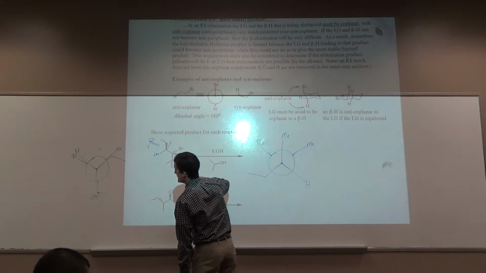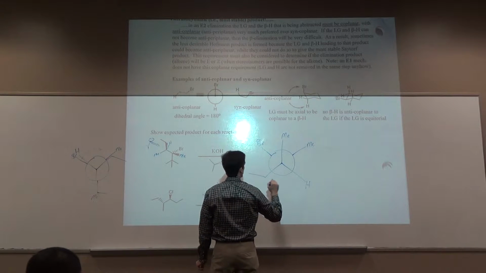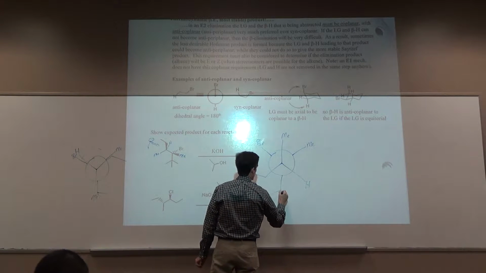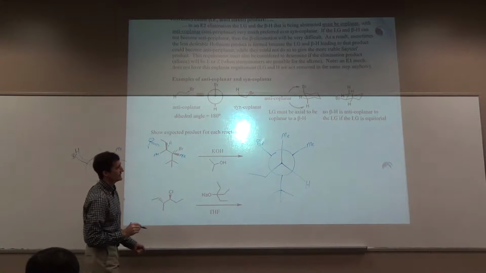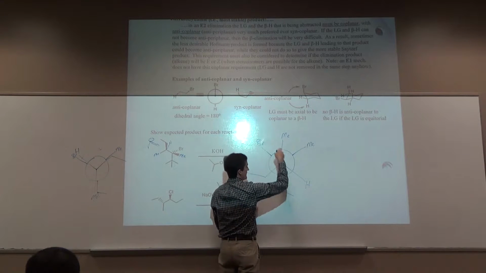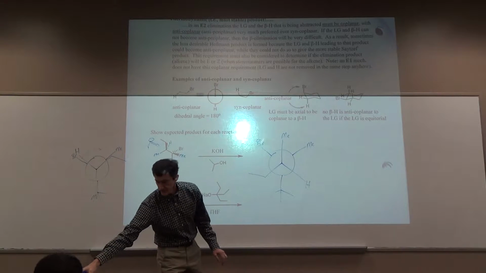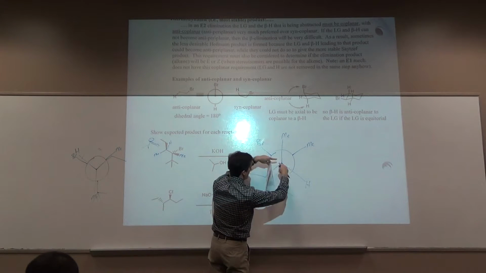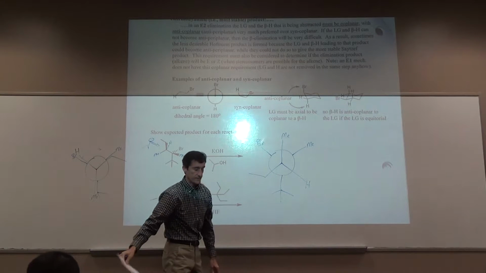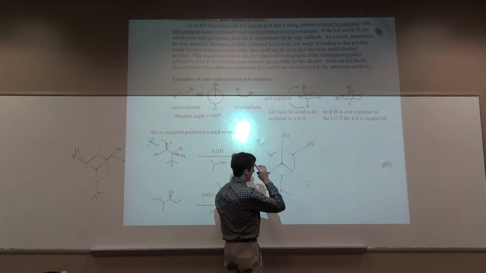Methyl. And what? T-butyl. So that's the same compound, just rotated. Now the bromine and the H are still in the same plane. Here's a plane of paper. But now they're opposite. They're anti-coplanar. And this is how it's going to eliminate.